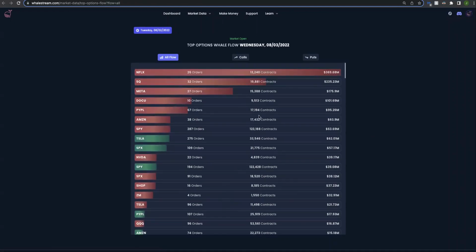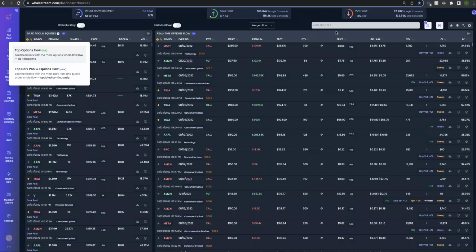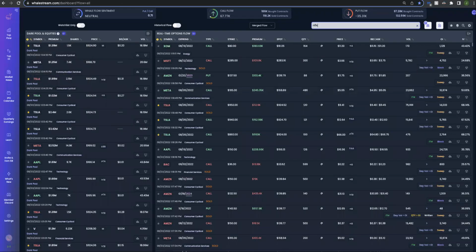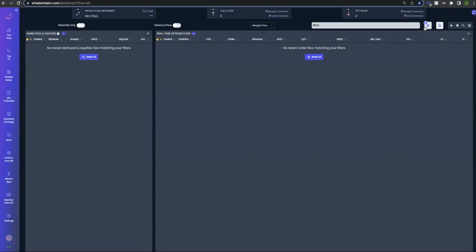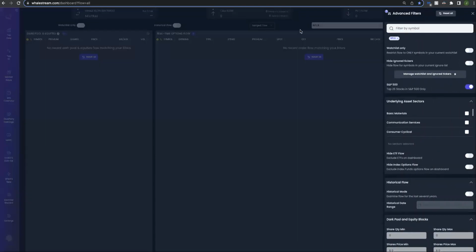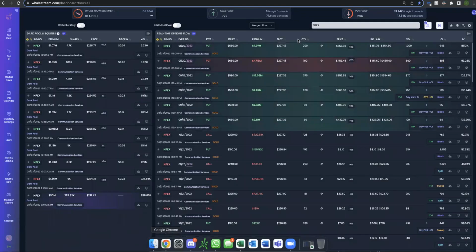So this updates in real time. As orders come in, these bars will adjust. And you can see Netflix puts are getting a lot of attention today. And maybe I'll want to take a closer look at what's happening with Netflix. And we'll see, okay, there's a good amount of bearish flow.